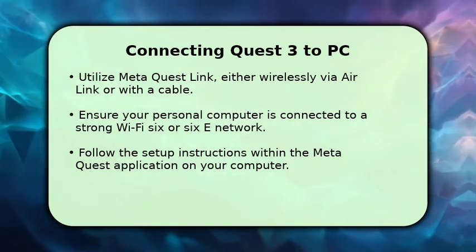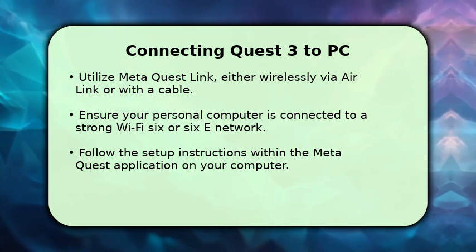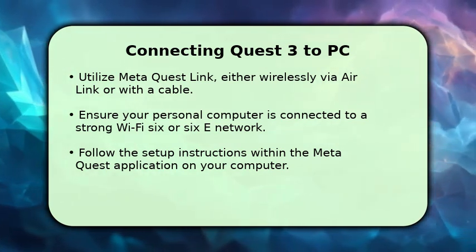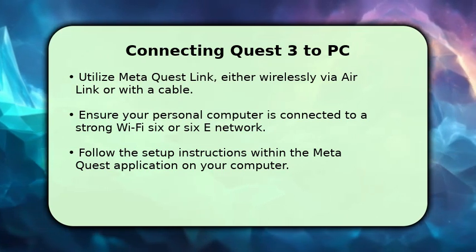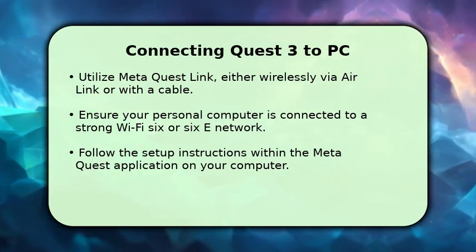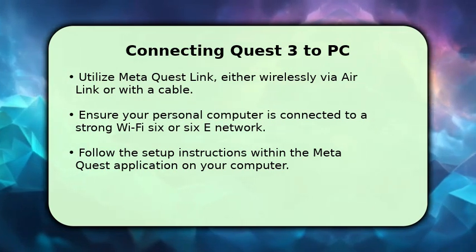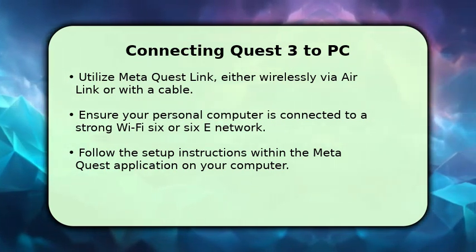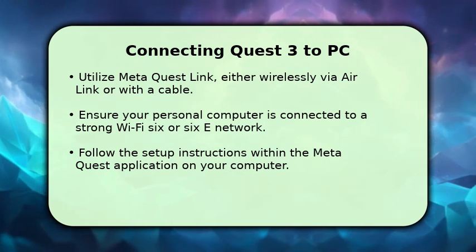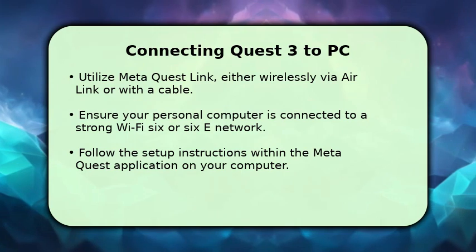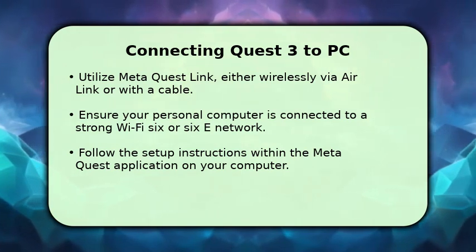Connecting your Meta Quest 3 to your personal computer is straightforward using Meta Quest Link. You can choose between a physical USB 3 cable for a direct connection or the wireless AirLink for freedom of movement. For wireless play, ensure your personal computer is connected to a robust Wi-Fi 6 or 6E network, ideally on the 5 GHz band. Once connected, launch the Meta Quest application on your personal computer and then initiate Steam VR.